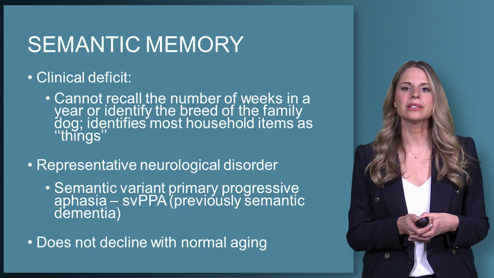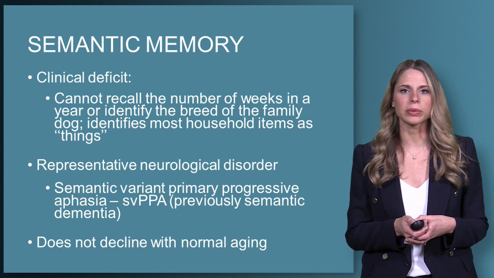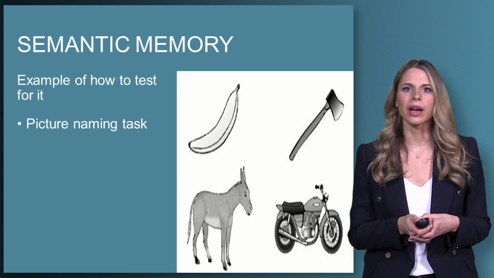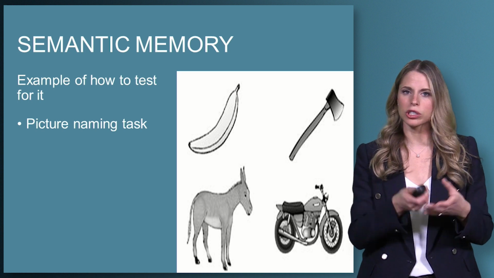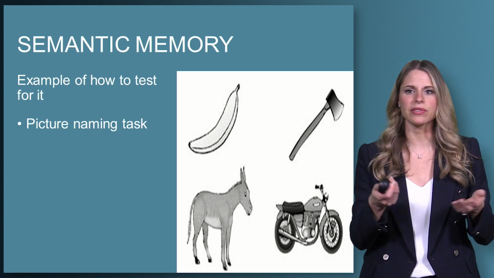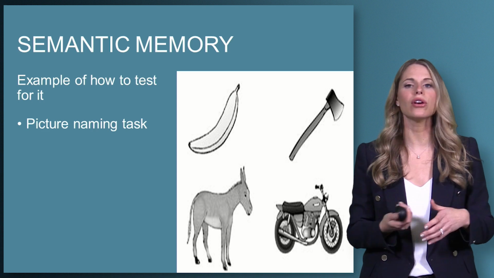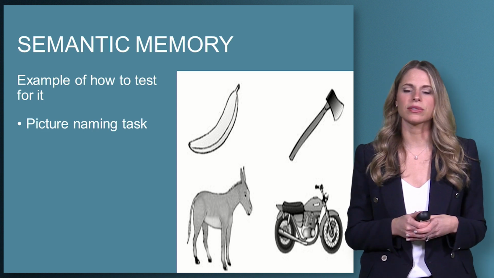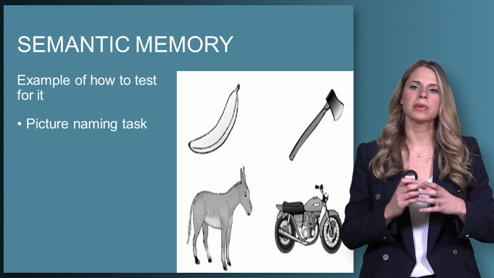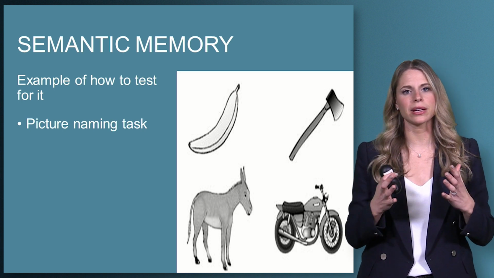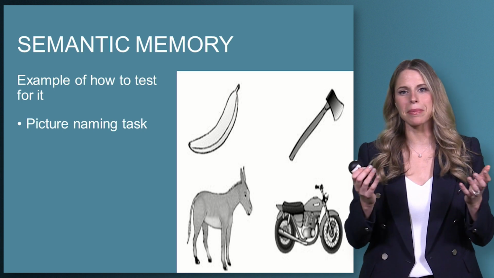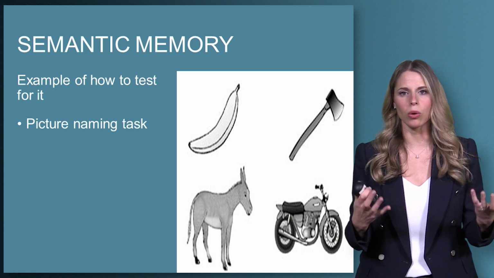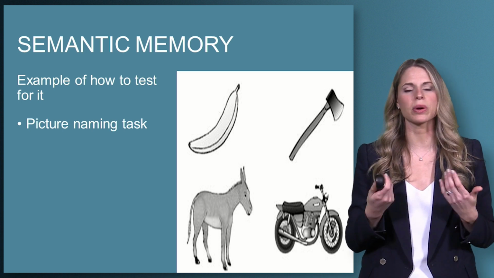This type of memory does not tend to decline with normal aging. How do you test for it? Well, one example would just be a simple picture naming task, so having them name both frequent and non-frequent items. But as well, sometimes to get a deeper sense of semantic memory, you might have an item in the middle of this that you would have to make a semantic association. For instance, a monkey, and someone could say a banana, or an orange, and someone would say a banana goes with that item.